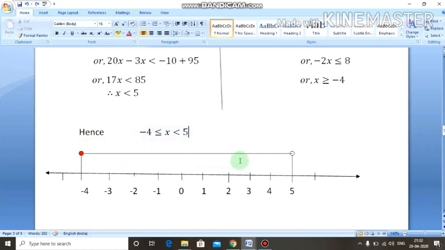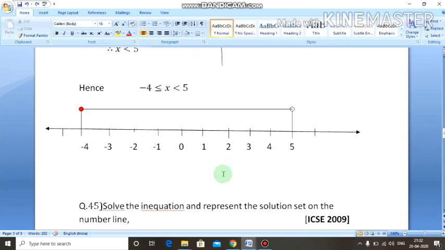After that, draw a line. Okay, so this is the plotting part. So this completes the solution.